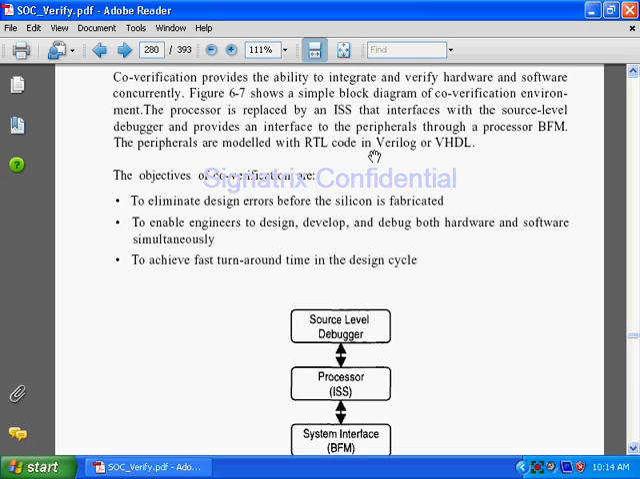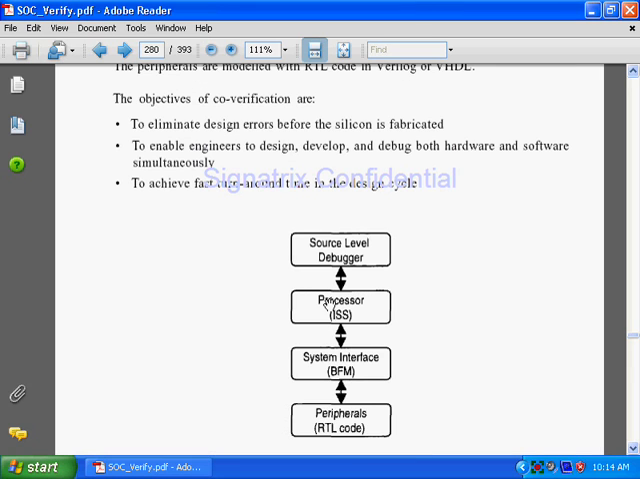So the peripherals are modeled in RTL code in Verilog or VHDL. So this is RTL code. Peripheral is your RTL code. It may be a UART or interrupt controller.